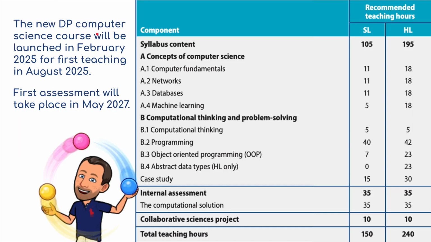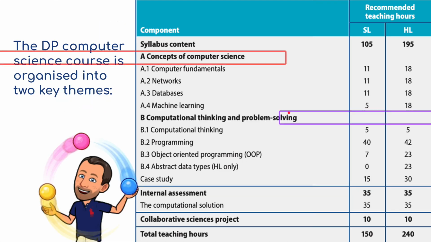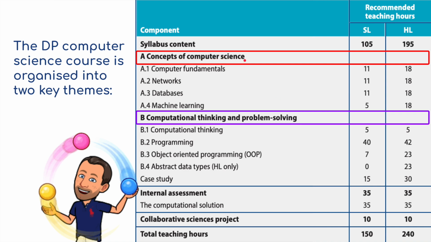Now the new diploma course for computer science will be launched in February 2025, for first teaching in August 2025. The first assessments, as I've said before, will take place in May 2027. This is broken down into two parts: A, concepts of computer science, and B, computational thinking and problem solving. Some of the topics will remain the same, as you can see here. And it's broken down into similar teaching hours, 150 and 240.